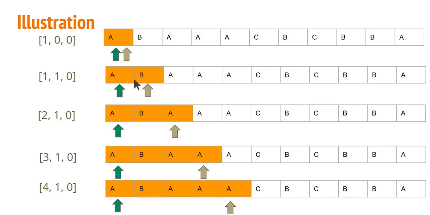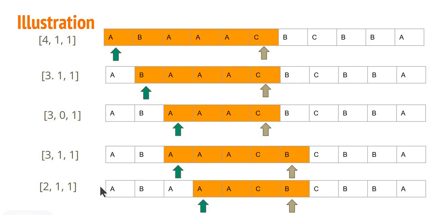I expand further because I still haven't found my C. So I expand further. I find, okay, it's become 2, 1, 0 because there are two A's, one B. I expand further, it becomes three A's. Notice A, B, A, A. So three A's, one B. So that's 3, 1, 0. I further expand because I still haven't found my C. I further expand where I've got to, let's say, A, B, A, A, A. So that's 4, 1, 0. I further expand and I find, okay, I did find my C.